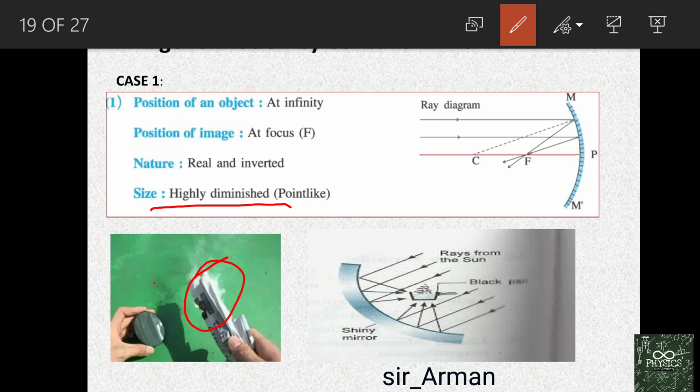We have obtained the real image, the image of the sun on this paper, and this paper is in the real world. So this image is called a real image. When the rays from the sun get focused on this paper, the paper starts burning. Similarly, we use a solar cooker, right? When we place it facing the sun, the rays from the sun get focused on the vessel and the vessel gets heated, and due to this we can cook our food. This same principle is used in solar furnaces and solar cookers.